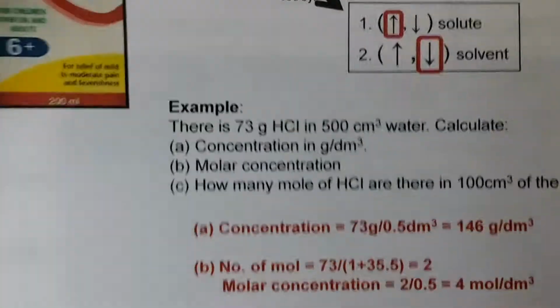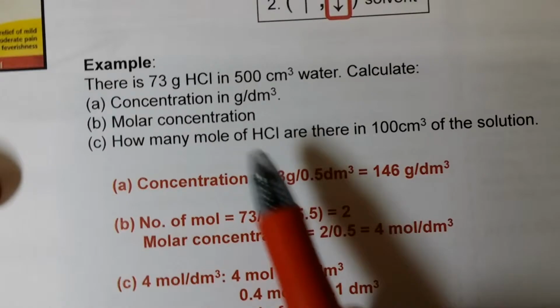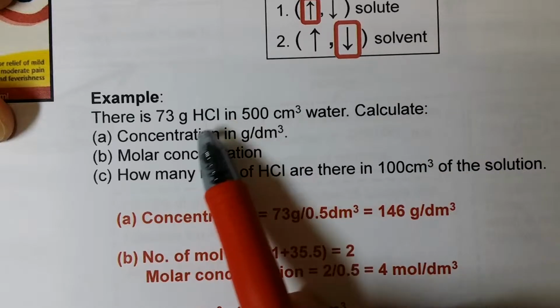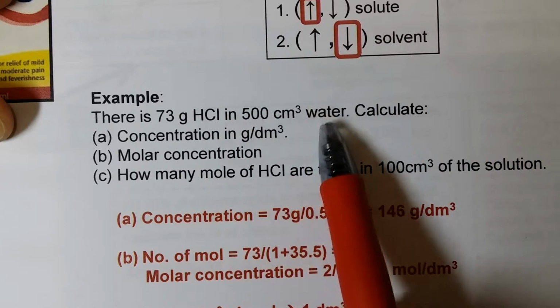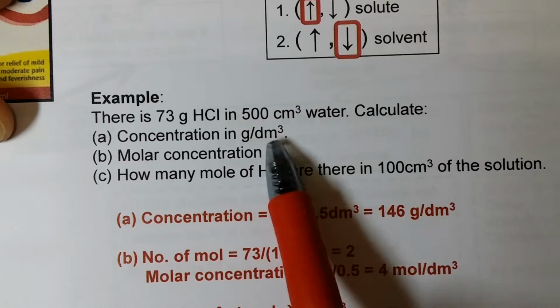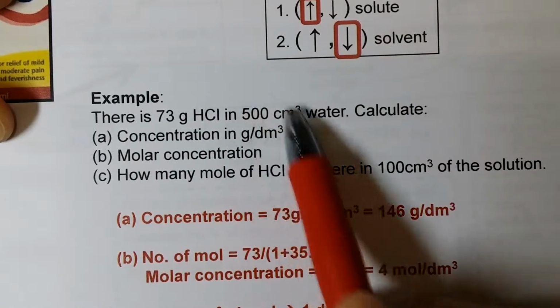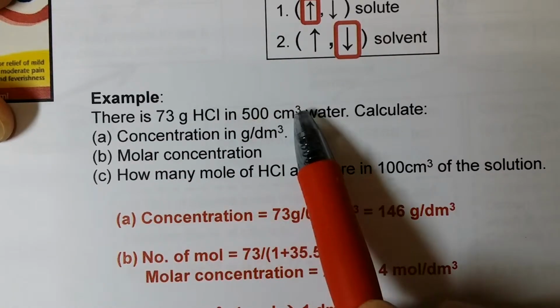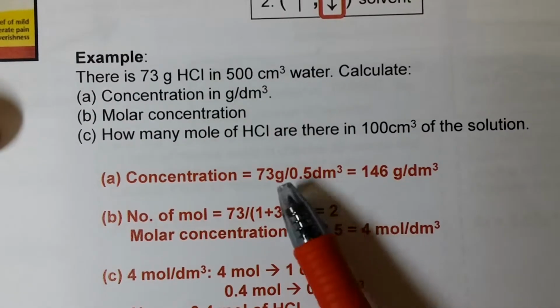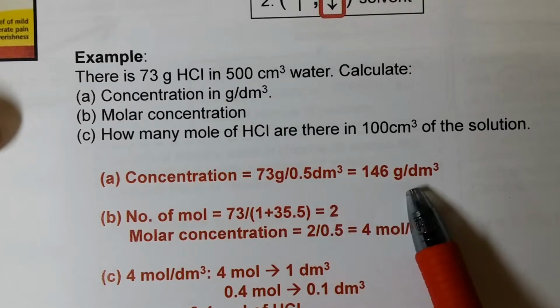Okay, there is one example here. 73 gram of hydrogen chloride. Now, this hydrogen chloride is actually a gas at room temperature and pressure. If you dissolve hydrogen chloride in water, you get hydrochloric acid. So the question now is to calculate the concentration in gram per dm cube. So 73 gram divided by 500 cm cube, change it to dm cube, which is 0.5. So 73 gram divided by 0.5 dm cube, you get the concentration in gram per dm cube.